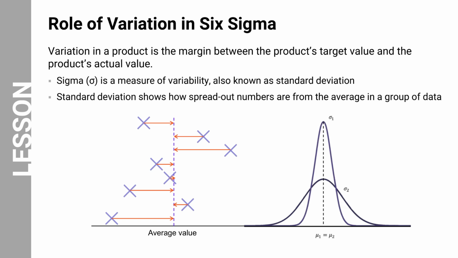The sigma in Six Sigma refers to the symbol commonly used in statistics to represent the measurement of variation from the target value, also called the standard deviation.